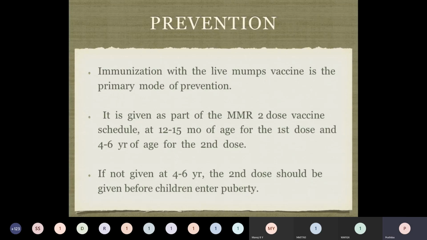enter puberty. Regarding this vaccination, it changes as we study more and more about the disease. Nowadays, they say that the measles vaccination can even be given at 9 months, and the second dose can be given around 15 months, with no need to give it at 4 to 6 years. So it is getting updated as we know more and more about the disease.